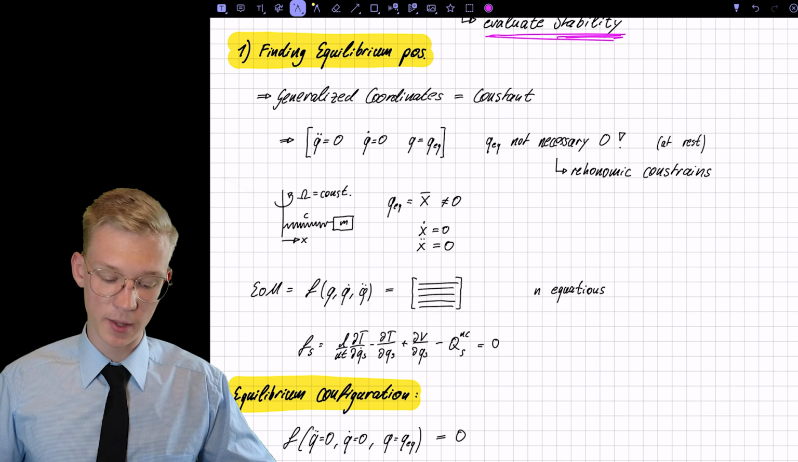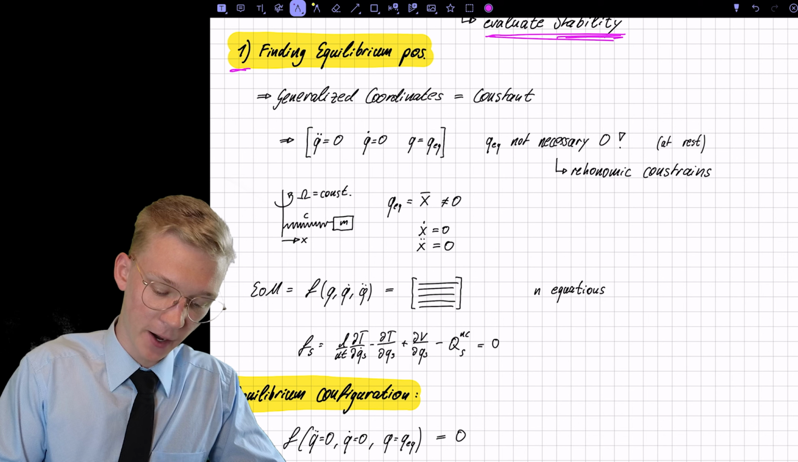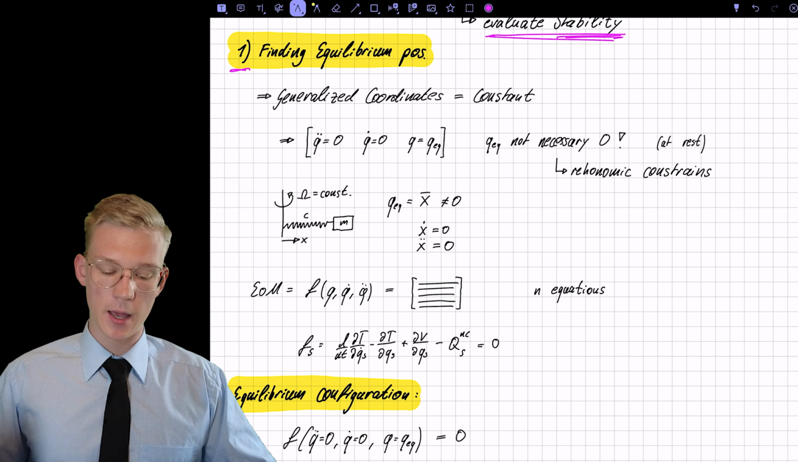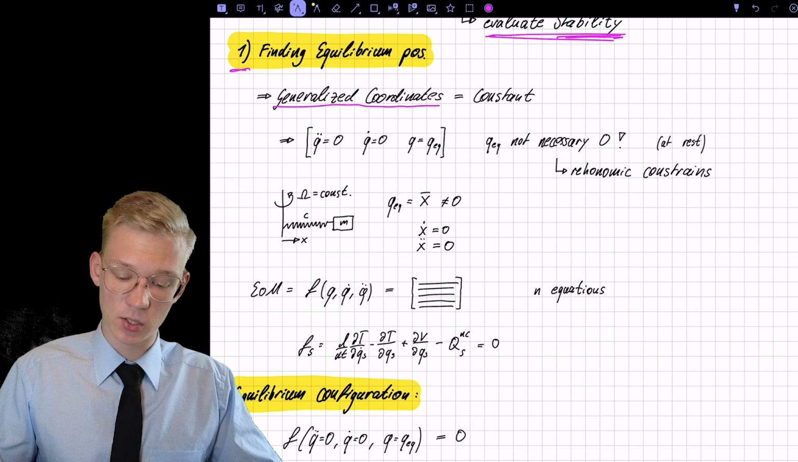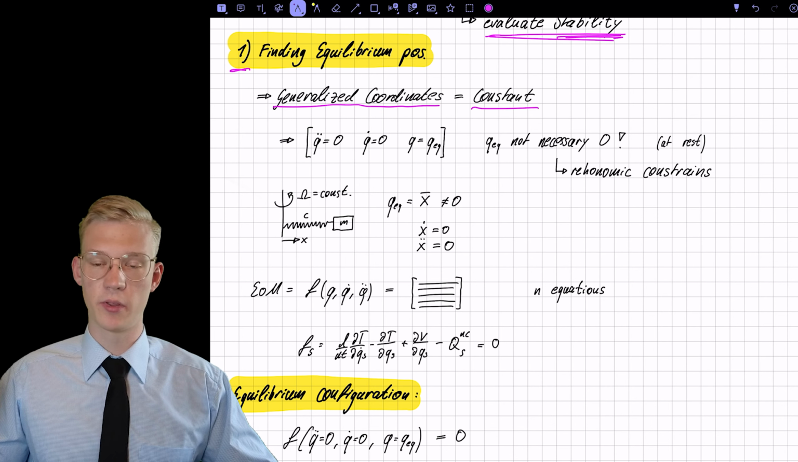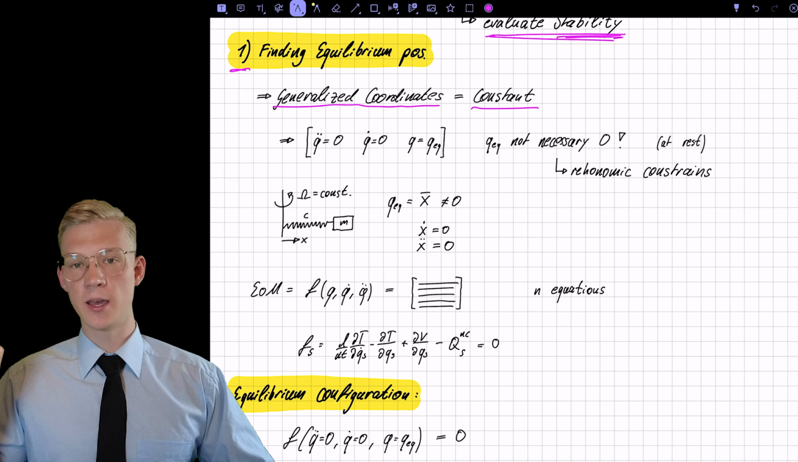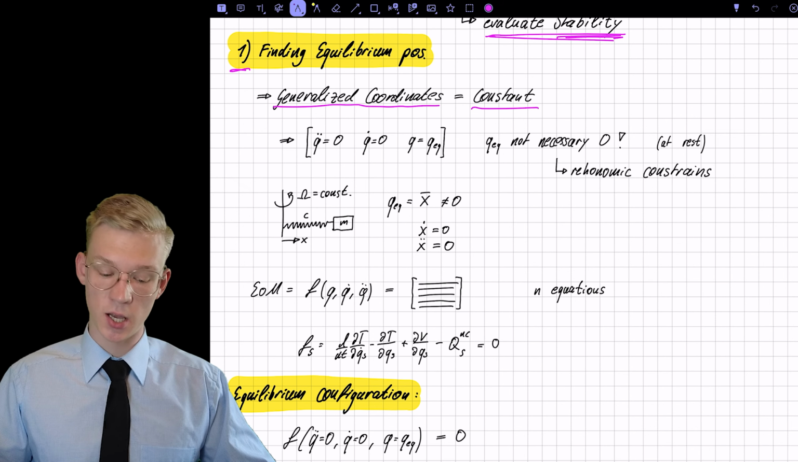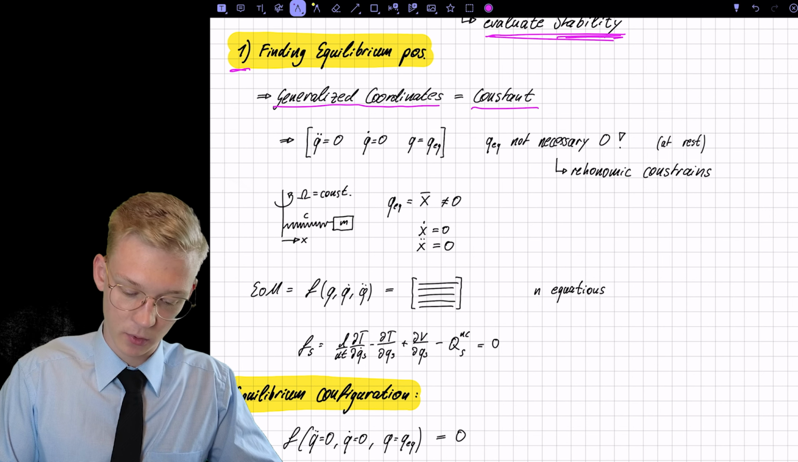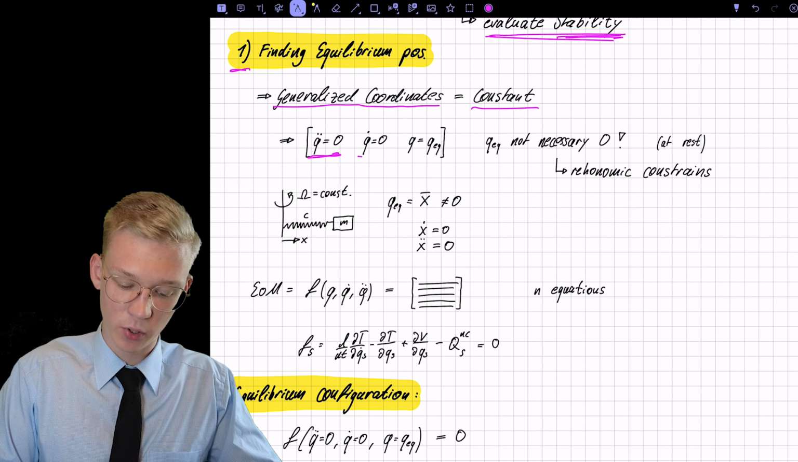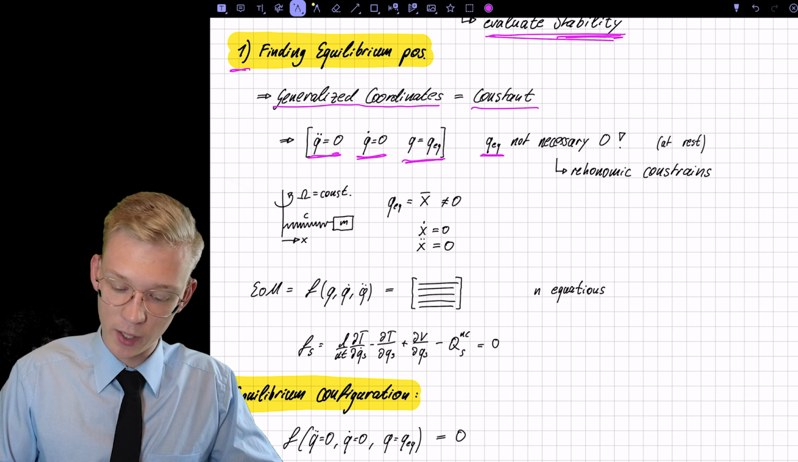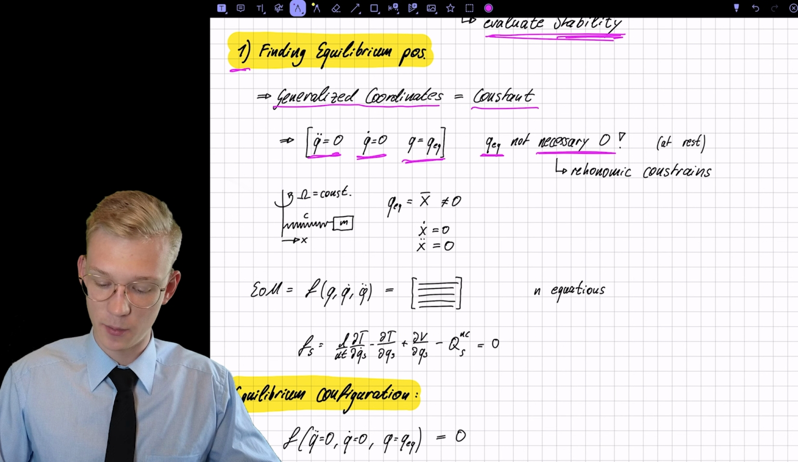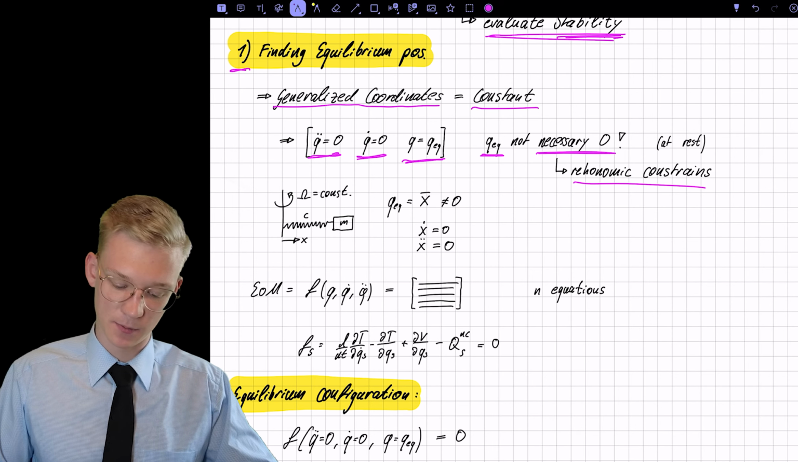So the first step that we have to do is, of course, finding an equilibrium position. The definition of an equilibrium position is when our generalized coordinates are constant, so they are not changing. That doesn't mean they are zero. It means that they are not changing. So for example, q double dot is zero, q dot is also zero, and q's are at some equilibrium position. And again, q equilibrium is not zero because we can have, for example, rheonomic constraints.